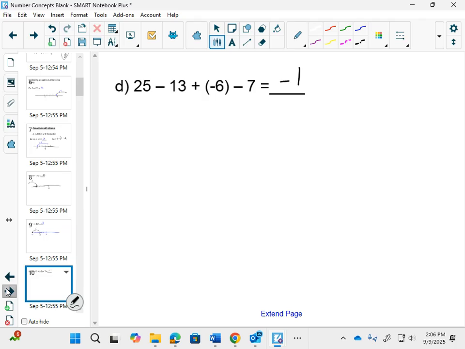You're at 25. You subtract 13. Where would you be at? You would be at 12. Sometimes you can do that. You can rewrite a question if you want to take it step by step. Now I'm at 12, and I add -6. That's going to get me to 6. So I can rewrite this if I want. Then I'm at 6, and I subtract 7. That's going backwards. 6, 7.